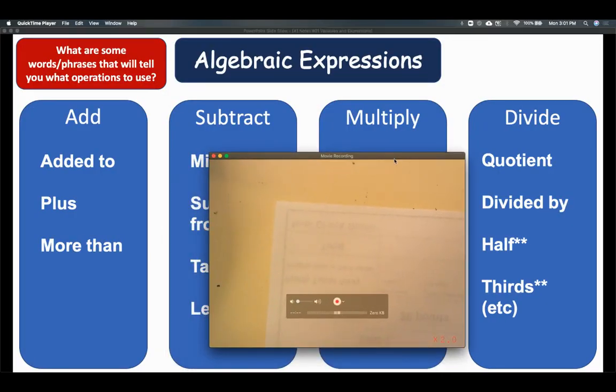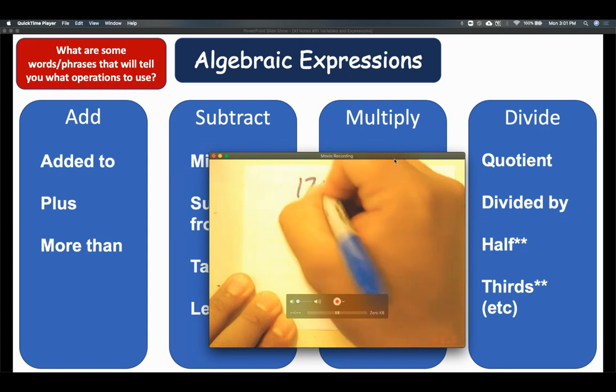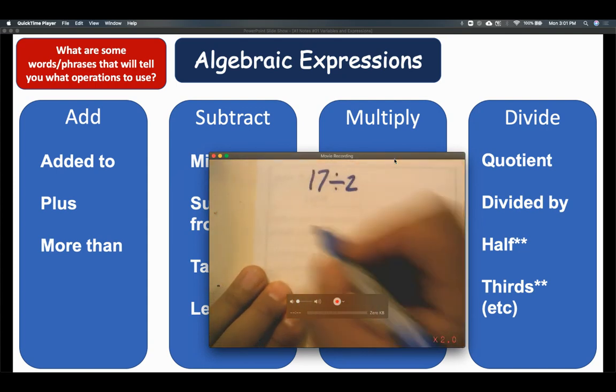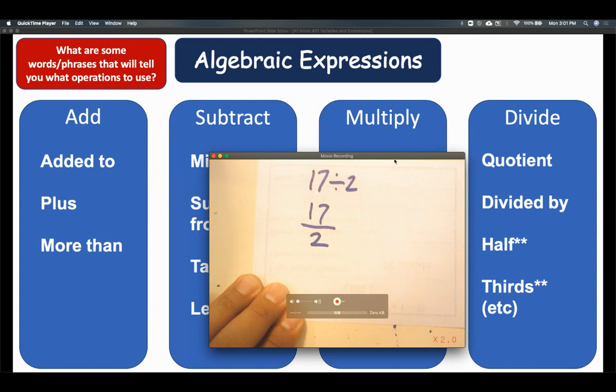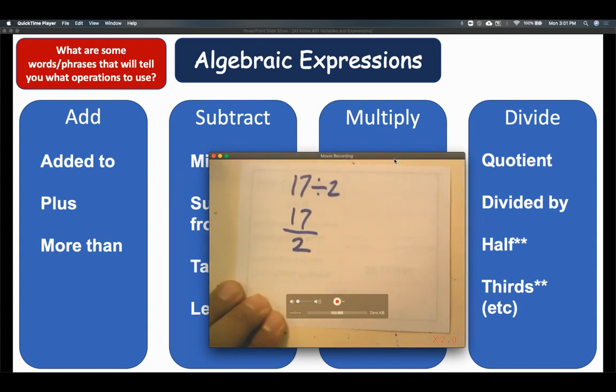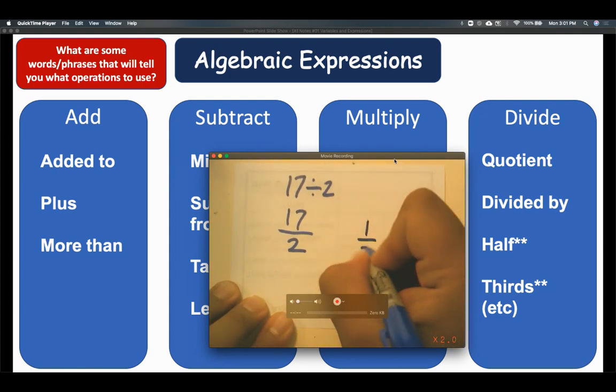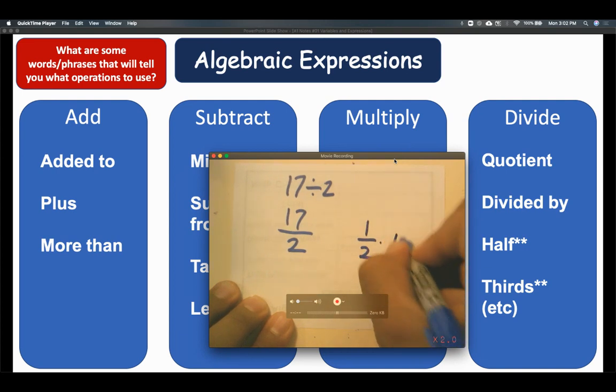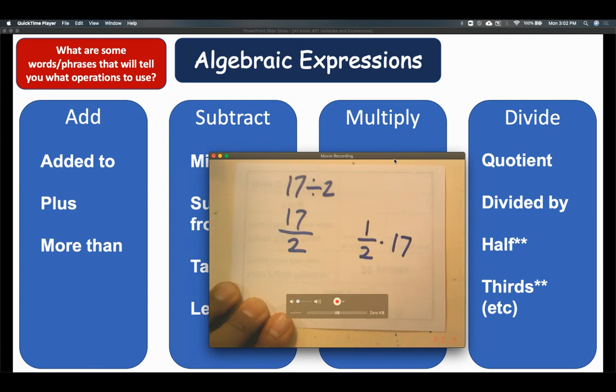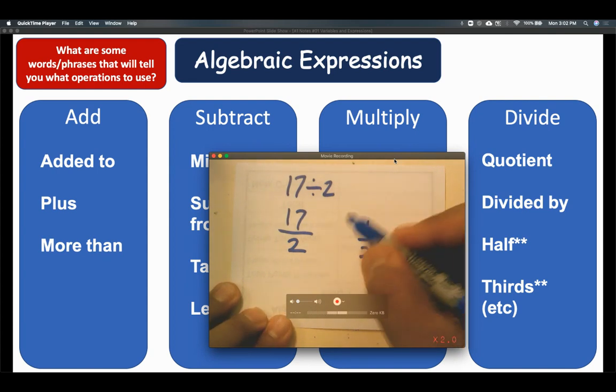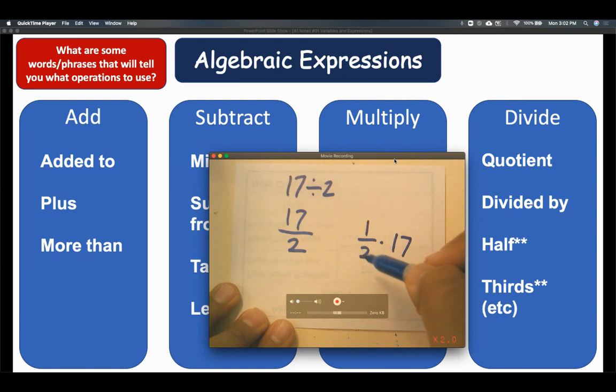For example, if I saw a sentence that said half of 17, I would expect a lot of people to put 17 divided by 2. That means half of 17. 17 over 2, that's also half of 17. But half doesn't necessarily have to mean divide. It could also mean multiply. So half of 17 is half of 17 because 1/2 of 17 is the same thing as multiplying 1/2 by 17. So on a test, I would accept any one of these three.